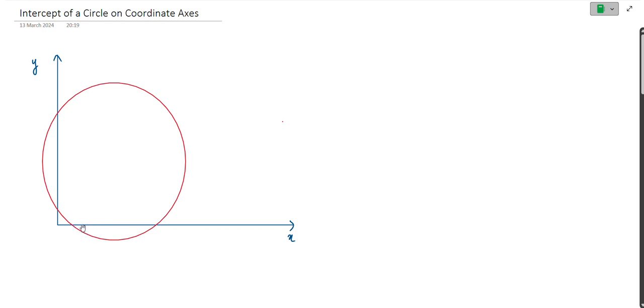If we observe, the circle is intersecting x-axis at 2 points. Okay, this is one point, another one is this, and the circle is intersecting y-axis at 2 points. Let me name those points. So this point is A, this point is B, this point is C, and this point is D.